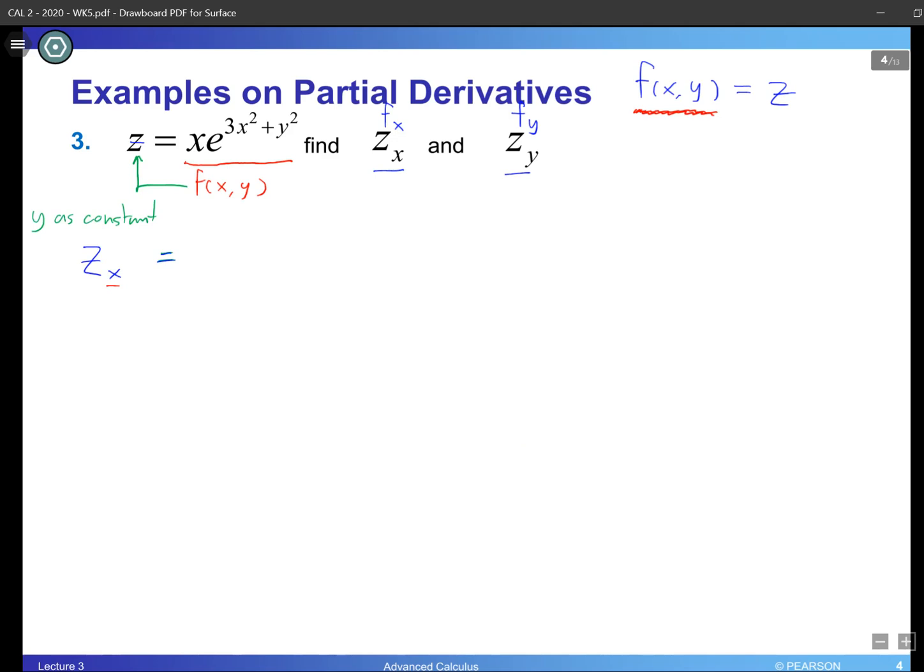Alright, let's find out about this z_x. But before that, let me write down the equation on the right hand side to make it a little bit bigger. Alright, z right here is going to be equal to x times exponential of 3x squared plus y squared. Now I am going to differentiate this z with respect to x. So I focus on this x variable, which is right here and also here. So let's try to diff this one by one. I'm going to start with the first one. I am going to diff this x with respect to x. Of course, I am going to get 1 out of that.